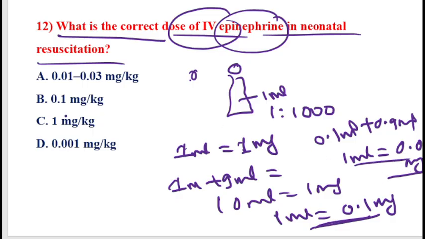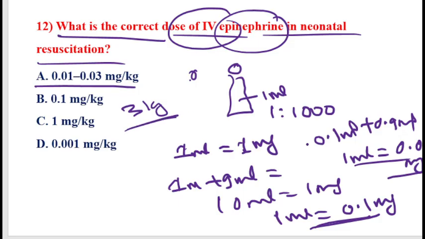Now how much do we have to administer? The recommended dose of epinephrine is 0.01 to 0.03 mg per kg. If the baby weighs 3 kg, then how much do we administer? That is 0.03 to 0.09 mg. That much we can administer.